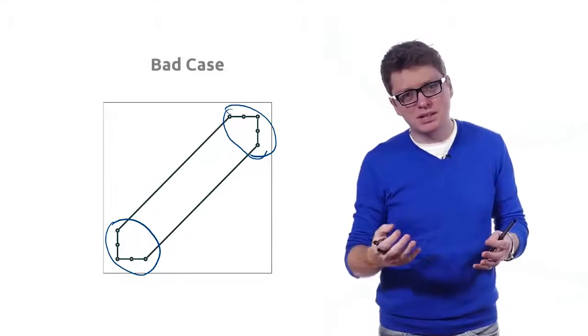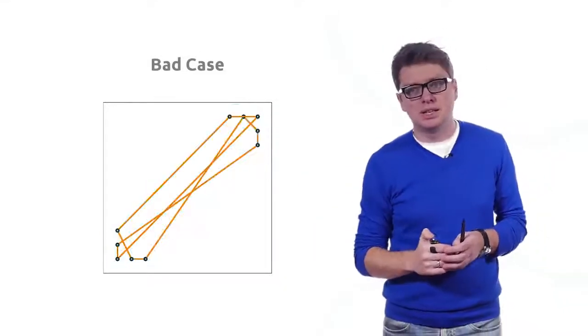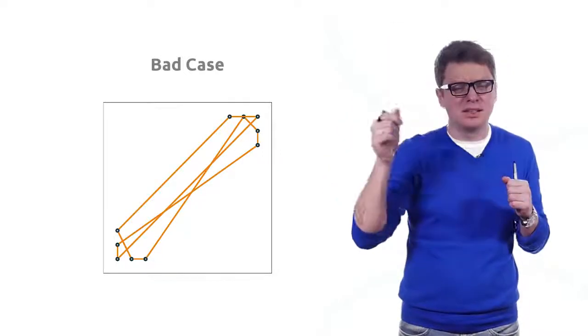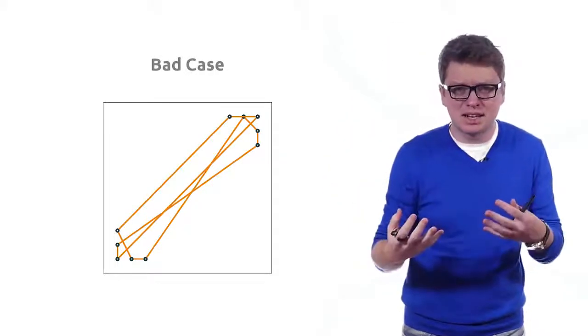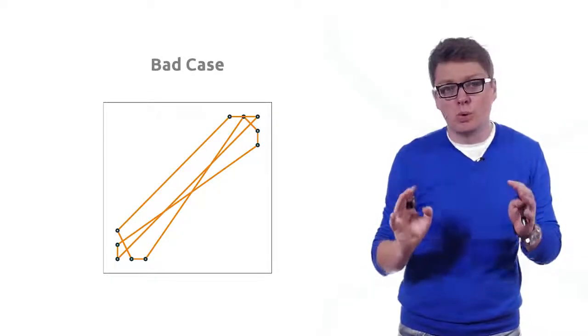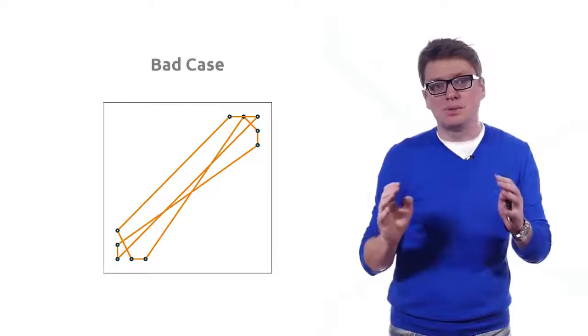But if you consider a random permutation, then it will look like this. It will take too many long edges, and that's exactly why a random permutation may be much worse than the optimal one.